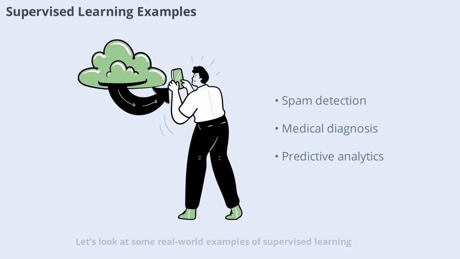Let's look at some real-world examples of supervised learning. Imagine a spam filter that learns to distinguish between spam and legitimate emails by being trained on thousands of labeled messages. Or consider a medical diagnosis system that predicts diseases based on patient data and known outcomes. These systems rely on historical data with clear labels to make accurate predictions in the future.